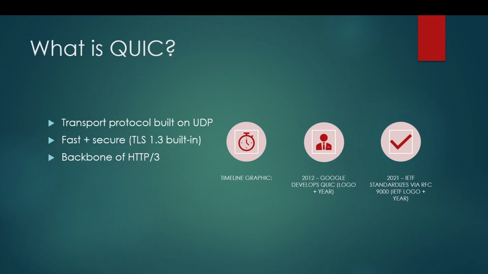QUIC is a transport protocol built on UDP, combining speed, security, and reliability. It started as Google's experimental project in 2012 to speed up the web and was standardized by the IETF in 2021 via RFC 9000. Now it's the backbone of HTTP/3, used by major platforms. Unlike TCP, which separates transport and security layers, QUIC integrates TLS 1.3 for encryption, making it faster and more secure.